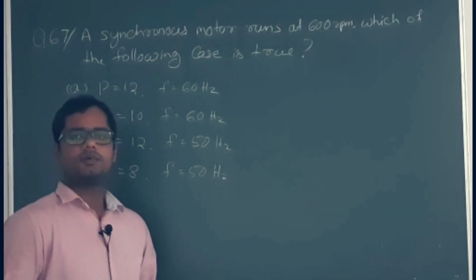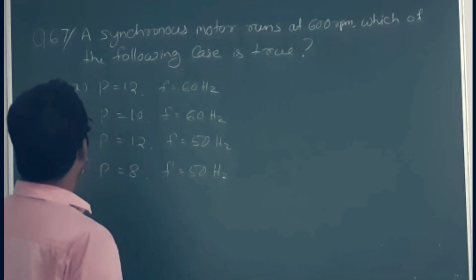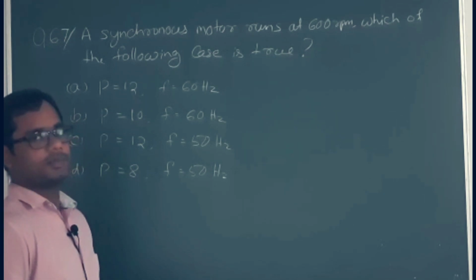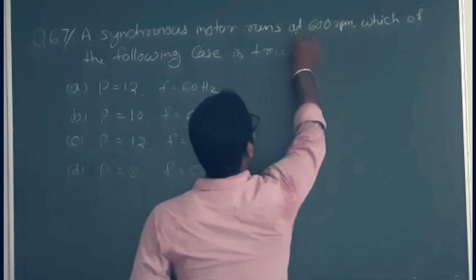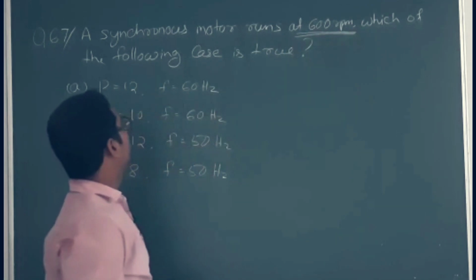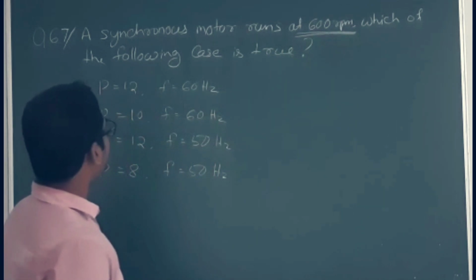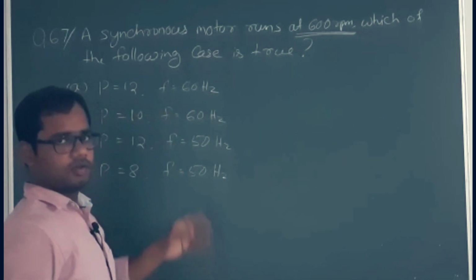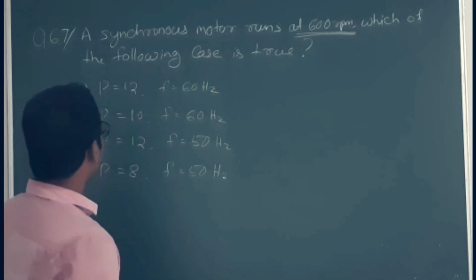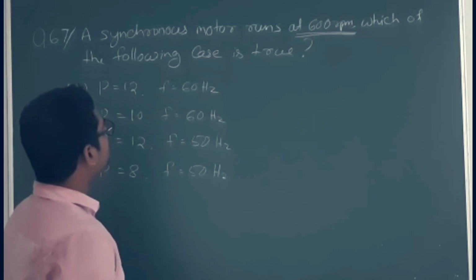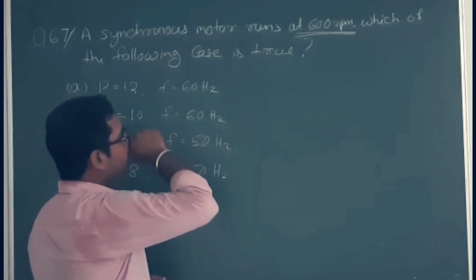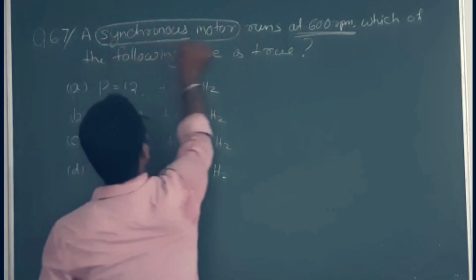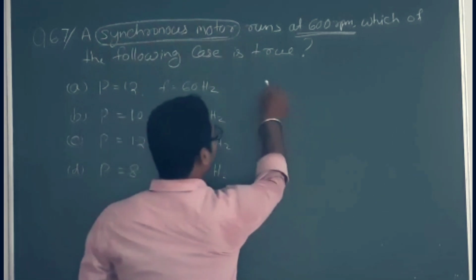So coming to number 67, the question is, a synchronous motor runs at 600 rpm. Speed is given as 600 rpm, which of the following cases is true? Here the cases are given with P and F, the pole and frequency, and the question is about the 600 rpm speed of a synchronous motor. Speed of a synchronous motor means you can say this is your synchronous speed.